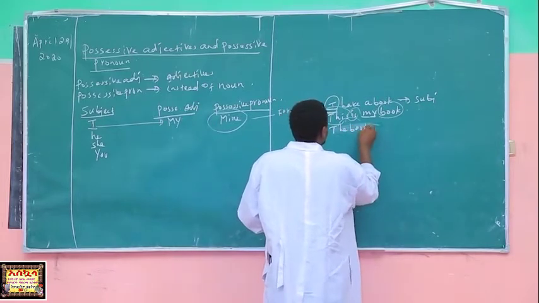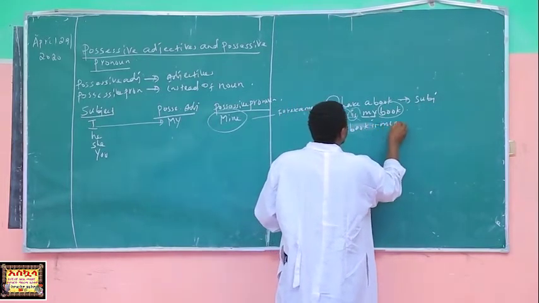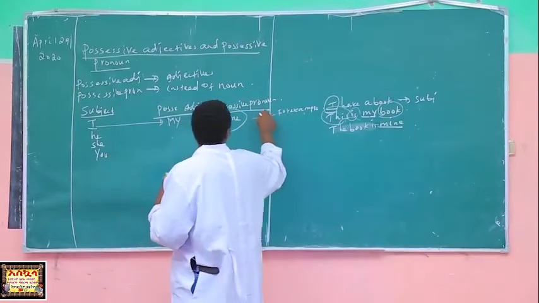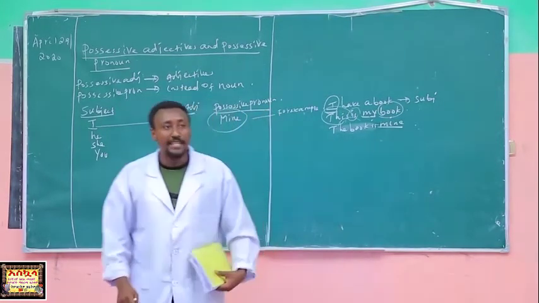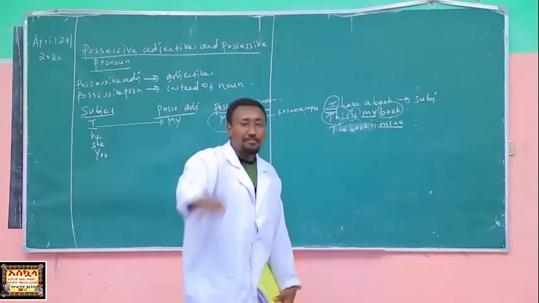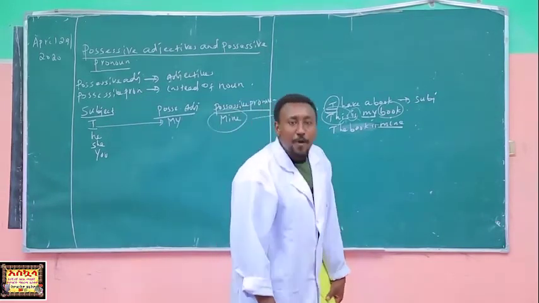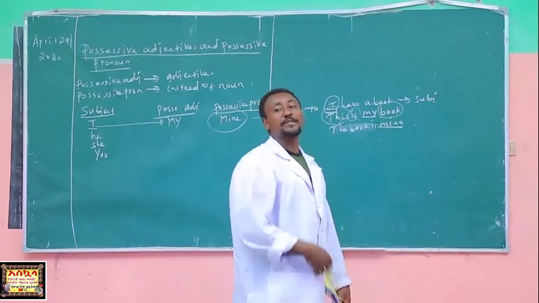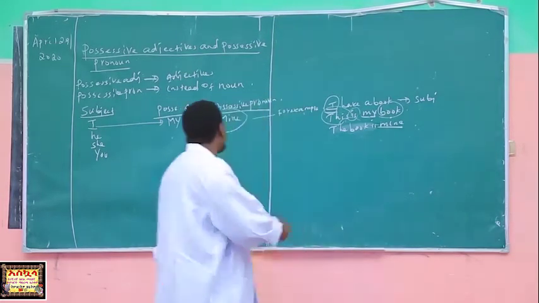And we can say here, the book is mine. The book is mine is telling that there is a possessive pronoun. We are on the way to talk about what? The book. Whose book? My book. So the subject can be changed into the possessive adjective and possessive pronoun.